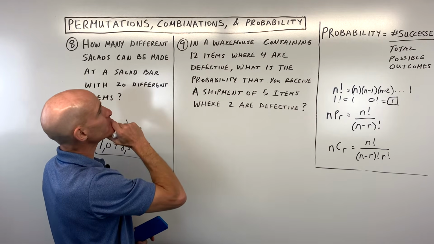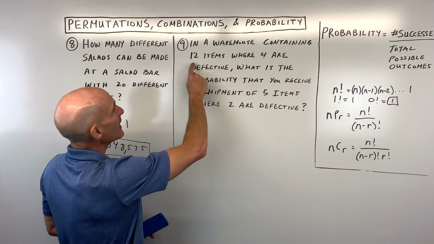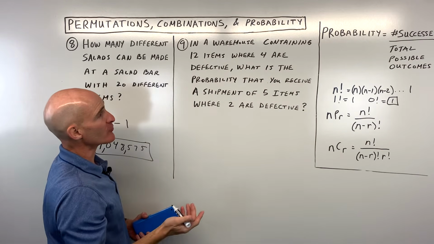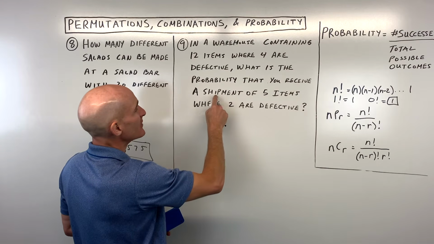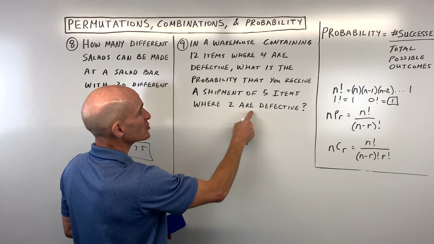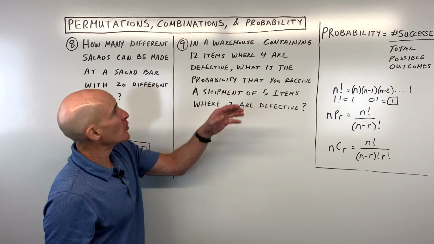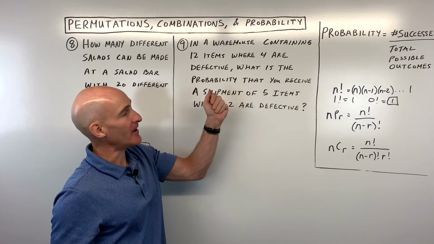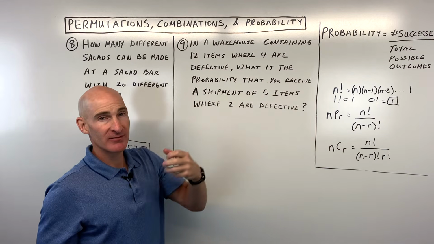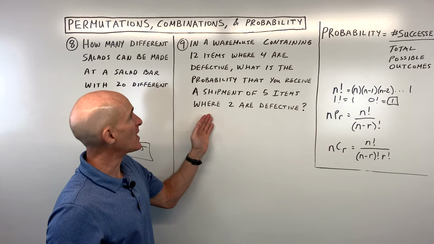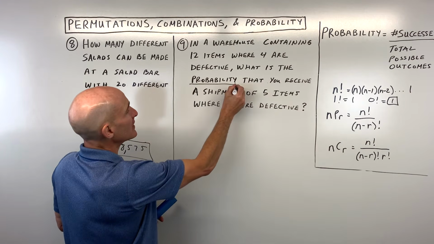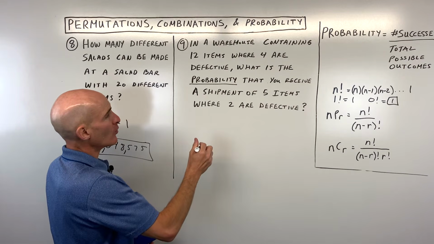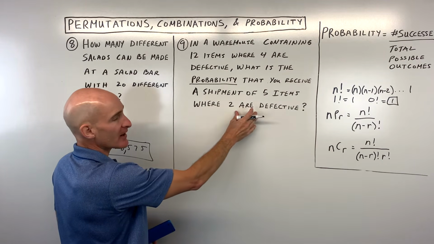So for number 9, it says in a warehouse containing 12 items where 4 are defective, like broken, right? Okay, they're bad. What is the probability that you receive a shipment of 5 items where 2 are defective or bad? So if there's 12 items total, that means there's 8 good and 4 bad, right? And you're receiving a shipment of 5 items, and it wants to know what is the probability. Okay, remember that's the number of successes over the total possible. And what we're looking for is that 2 are defective.